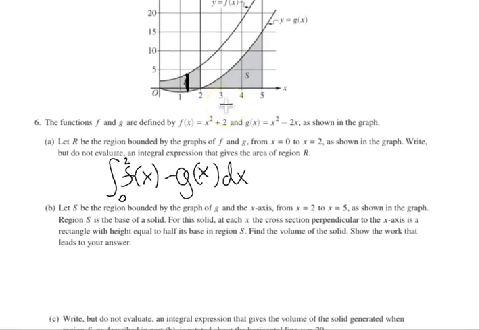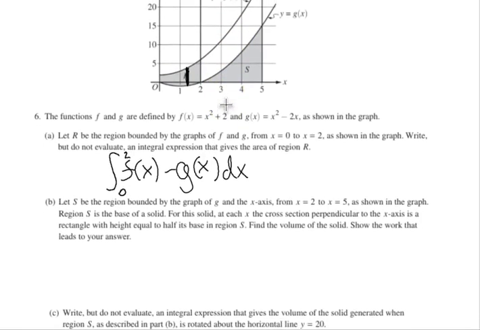So number 6, part B, let S be the region bounded by the graph of g and the x-axis from 2 to 5 as shown in the graph. S is the base of a solid. For the solid at each x, the cross-section perpendicular to the x-axis is a square. So we're in region S, we're making squares, and we're slicing them vertically. So if I pull that slice out and put it over here, it's going to kind of look like that.